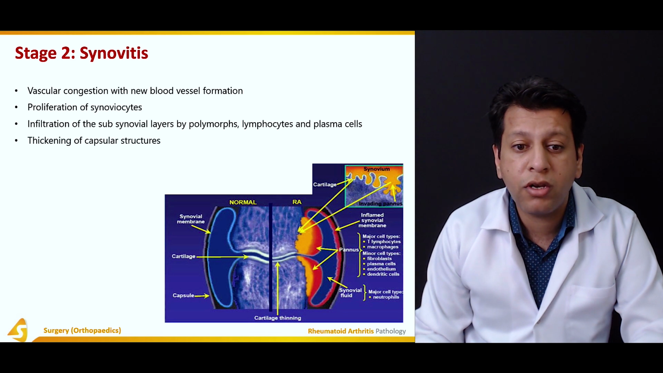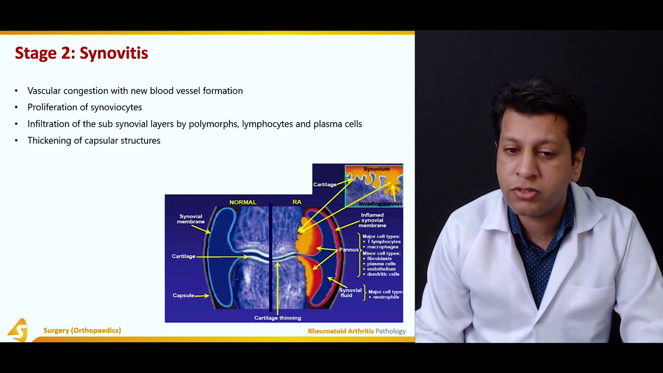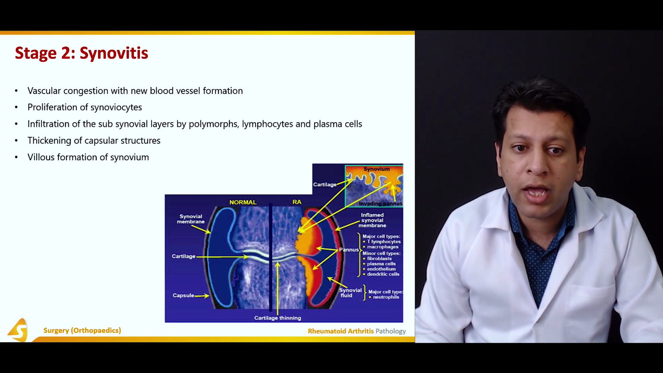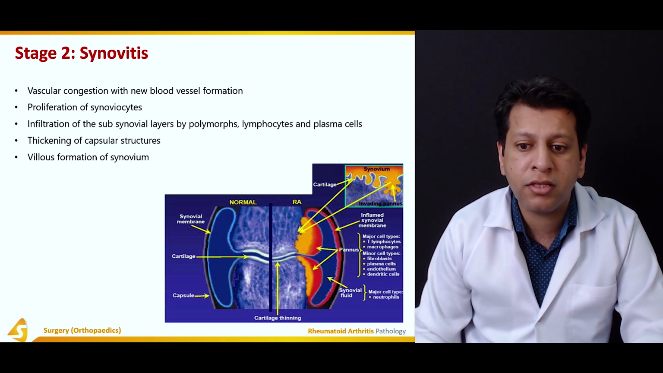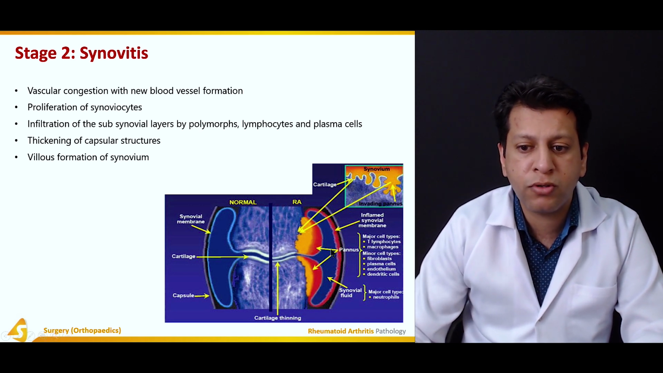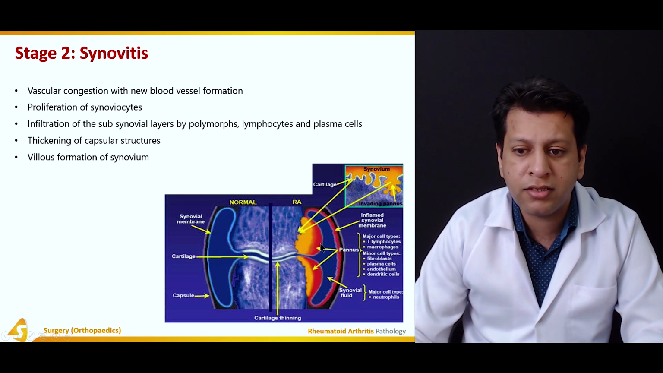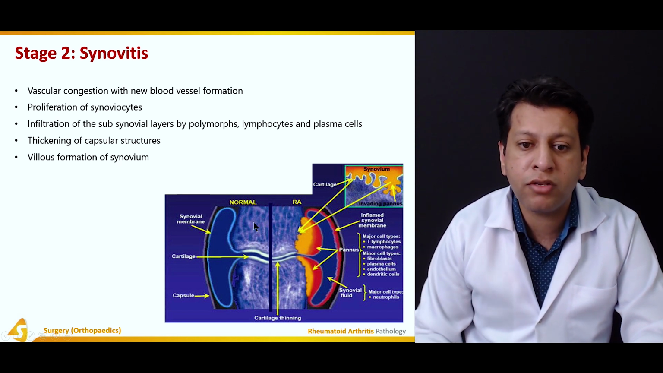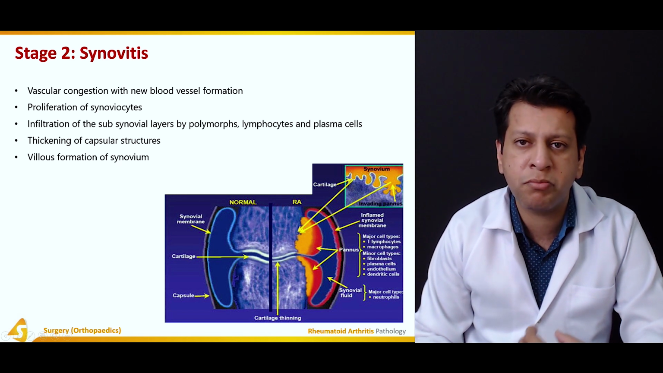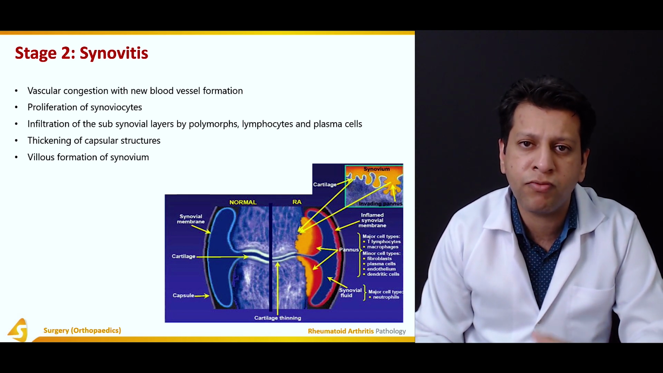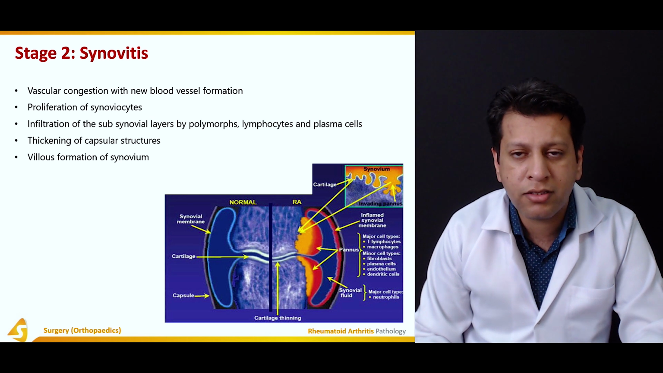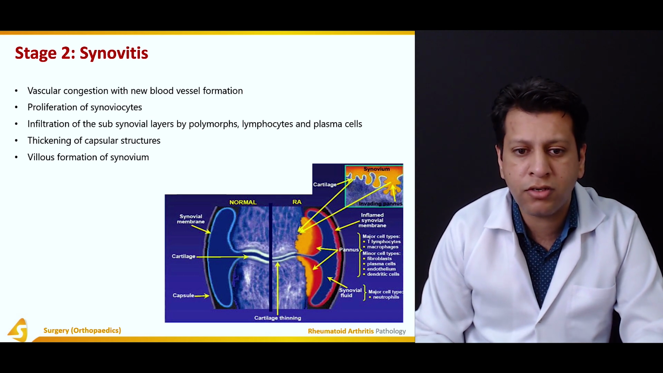All this leads to thickening of the capsular structures. When all this is happening, furrows or burrows are produced which take the form of villi in the synovium, and this is called villus formation of the synovium. This becomes so hyperplastic that it folds on itself, because it has increased in size.